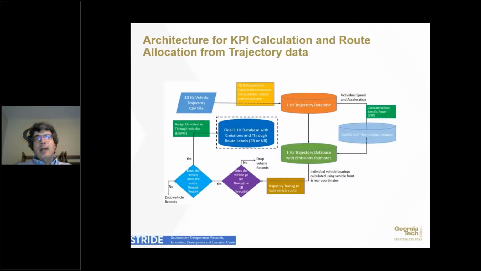And just to sort of cover the higher level architecture, right? So we're getting the trajectory data in. The trajectory data is 10 Hertz. We do reduce it down to 1 Hertz for application into the MOVES model. Our method is quite simple. We just do a median for each 10 Hertz data to get it down to 1 Hertz.